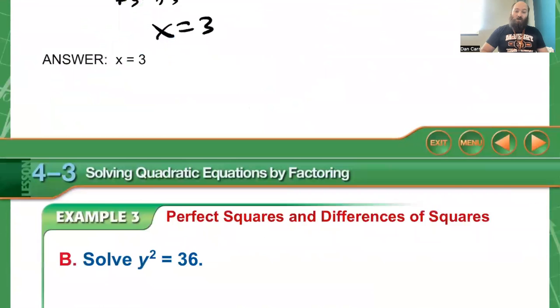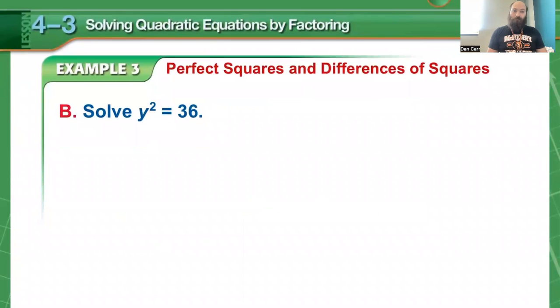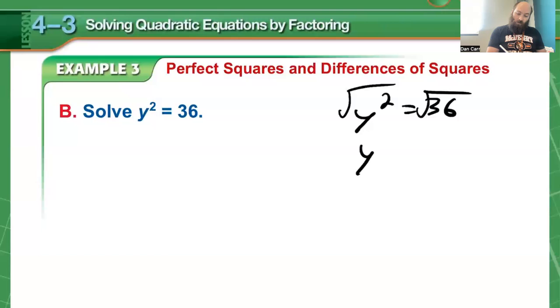We'll get 2 answers when we do something like this. y squared equals 36. There's a little bit of a shortcut here, just because I want to demonstrate it. If I have y squared equals 36, then this is the square root property, which means we take the square root of both sides and we get plus or minus 6. So we know that I'm going to have 2 answers, a positive and a negative.